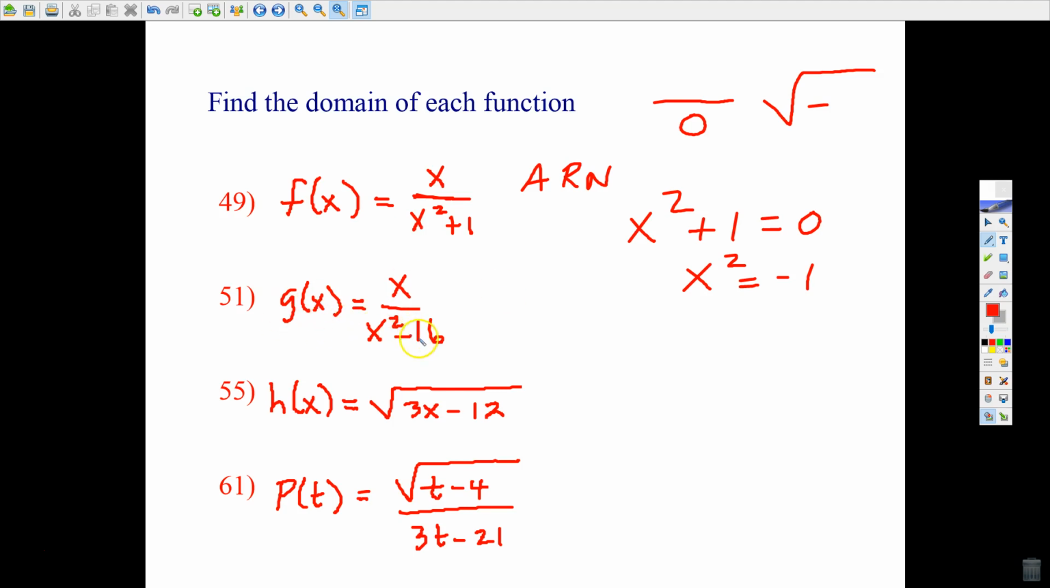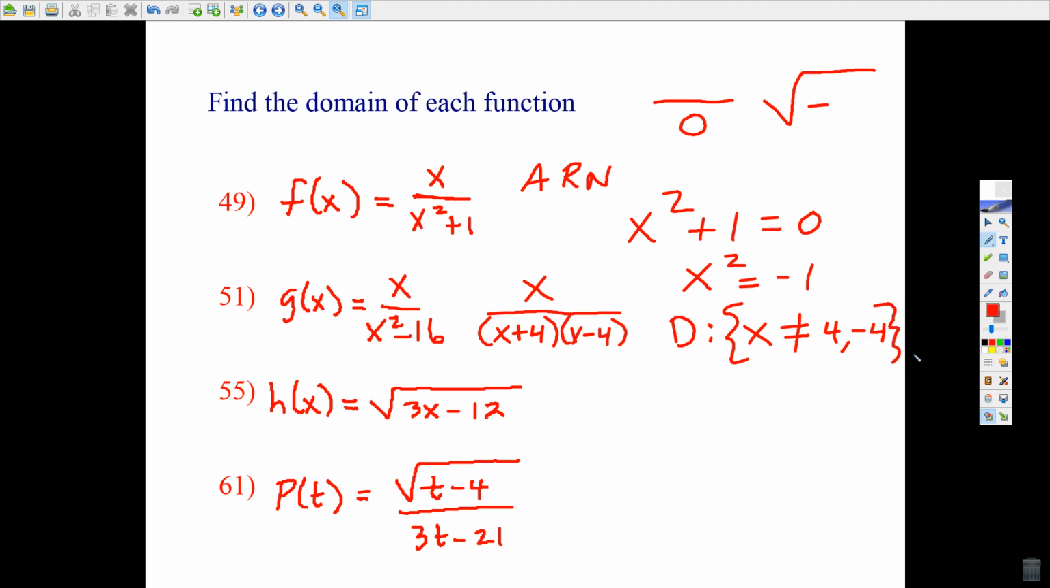Now 51, a little different story. And once again, I would recommend that you factor when you can. Now we've got the potential of division by 0 if x is one of two different numbers. All right, so we're going to state the domain as this. Instead of saying all the numbers that it can be, we're just going to say x cannot be positive 4 or negative 4. It can be any other number besides that.